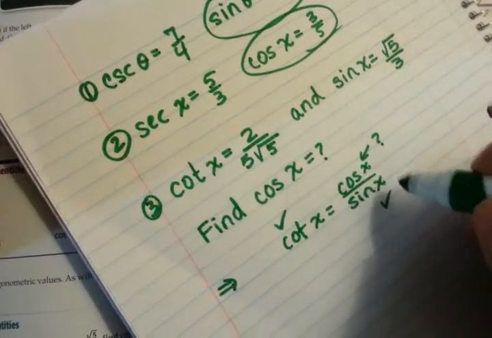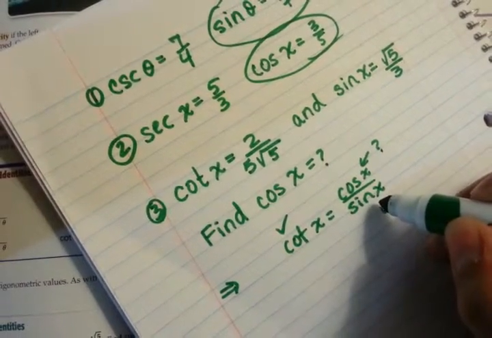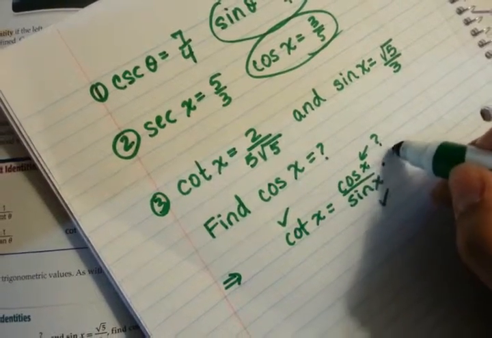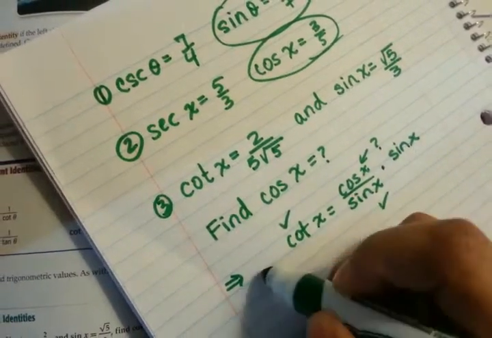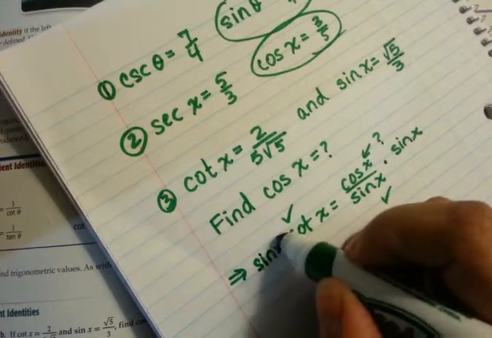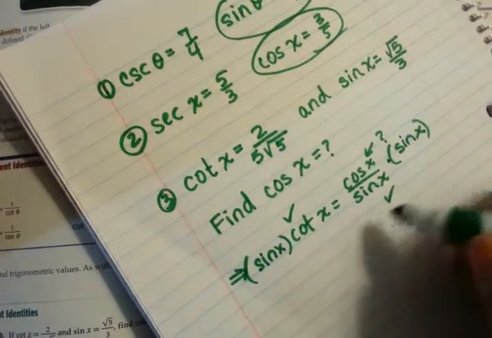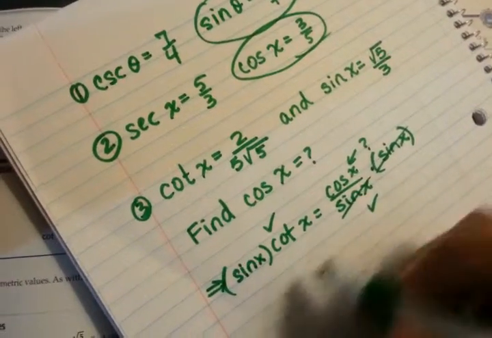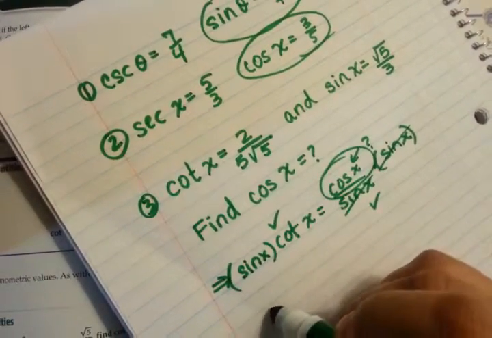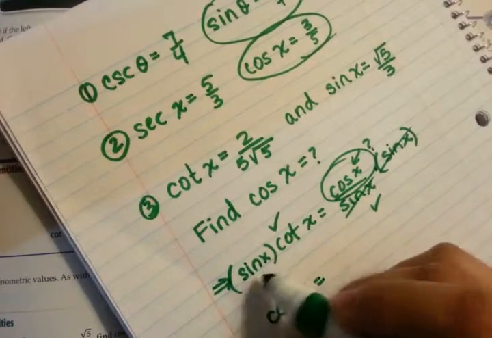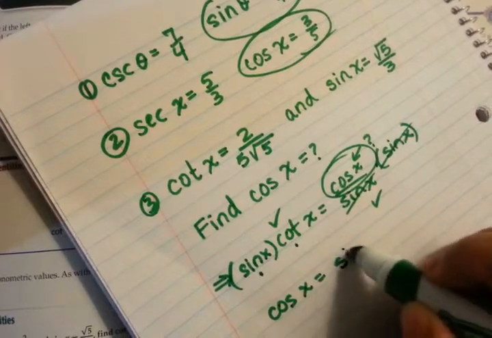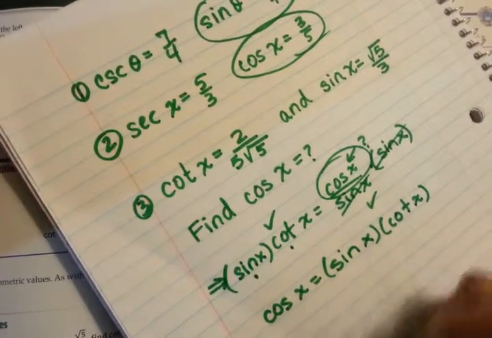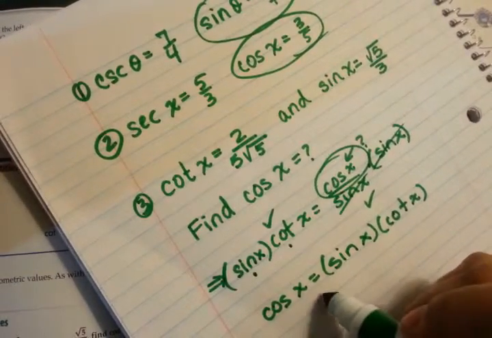So what we're going to do is rearrange this, and get rid of the sine x. Because sine x is in the denominator, we're going to multiply both sides by sine x. And what happens is this sine x cancels that sine x. And you're left with cosine x is equal to sine x times cotangent x. And all we have to do now is plug in.